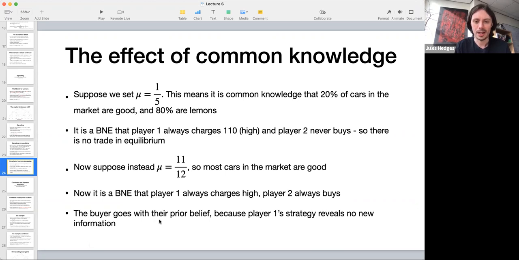So what's happening here is player 1 is not signaling. Their strategy is not revealing anything about their private knowledge of the type. And then what the buyer does, what's rational for the buyer to do, is determined by their prior belief. Because player 1 is not signaling, they don't learn any new information, so they have to go by their prior belief. And so that means essentially that what happens in the game is not enough to overcome player 2's initial belief about what the state is.